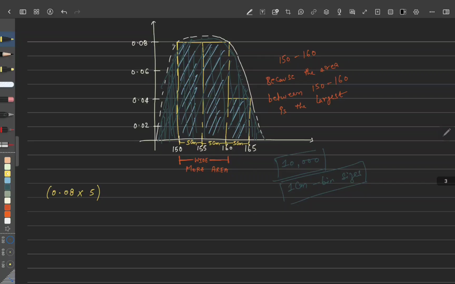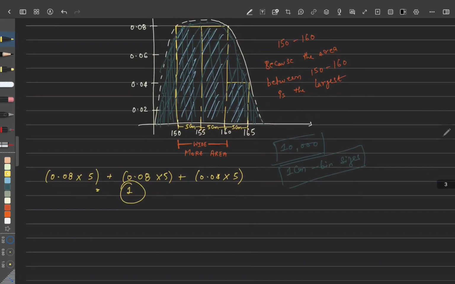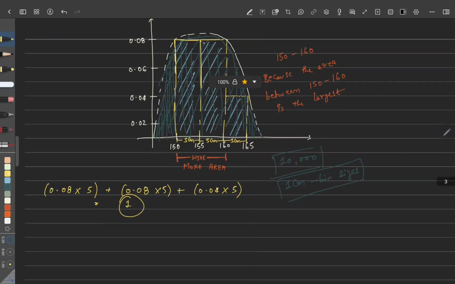So this is basically the height times the width of the rectangle. And 0.08 times 5 plus 0.04 times 5, and if you calculate this you would get 1. That is the property of a PDF. So in short, the PDF is just a smoothed out version of a histogram. So this was a histogram, and if you smoothen it out by plotting a lot of points, you would get a PDF.